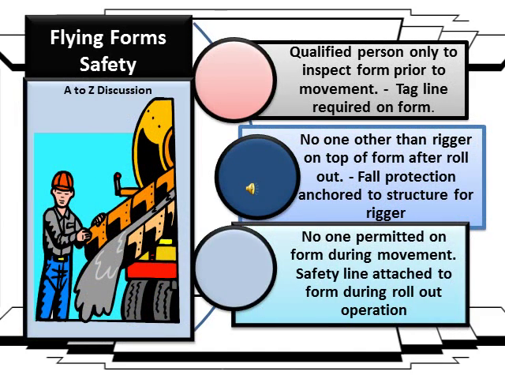Qualified persons only can inspect the form prior to the movement. A tagline is required on the form. No one other than the rigger on the top of the form after a rollout. Fall protection requires it to be anchored to the structure for the rigger involved. No one is permitted on the form during movement. The safety line must be attached to the form during a rollout procedure.